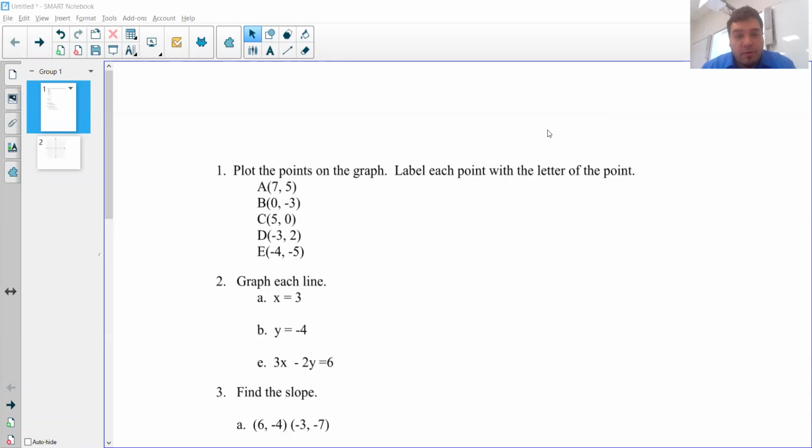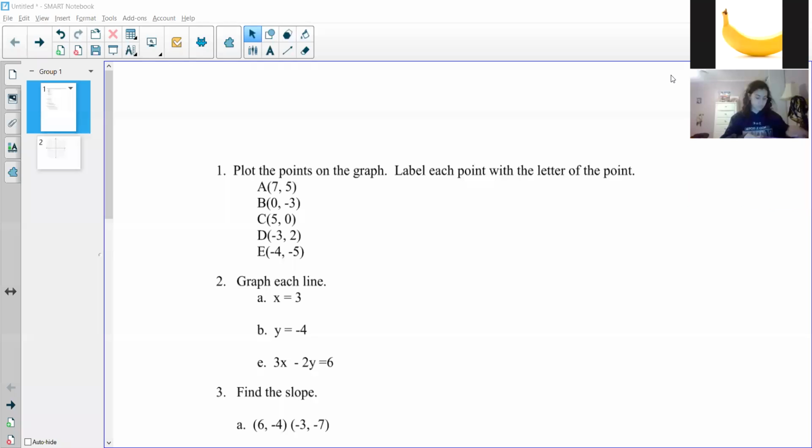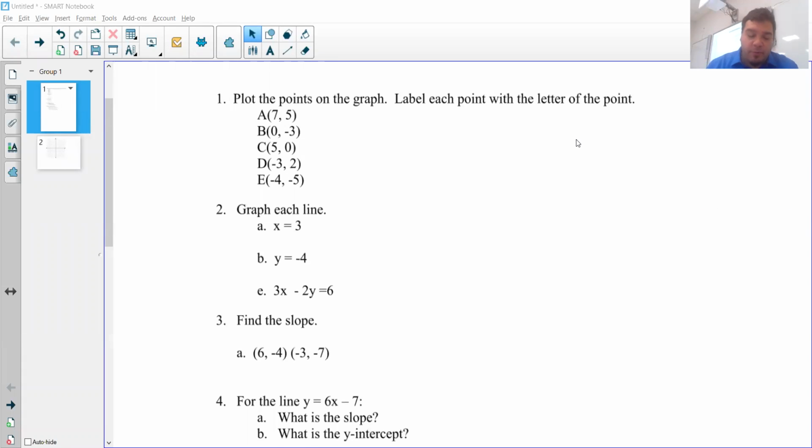So let's talk about the review here. We're just going to review what we learned before the break. Tomorrow, we're going to talk about something called standard form, which is a different way to draw a line. And then we're going to practice Wednesday and Thursday and just graphing lines.